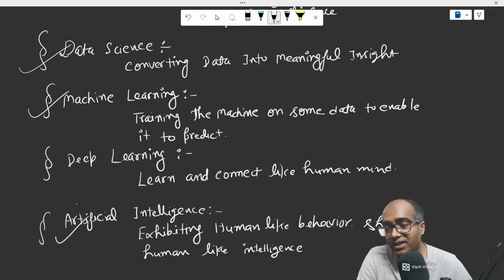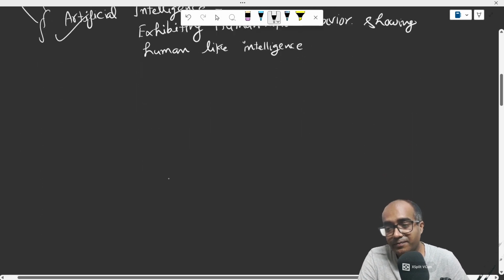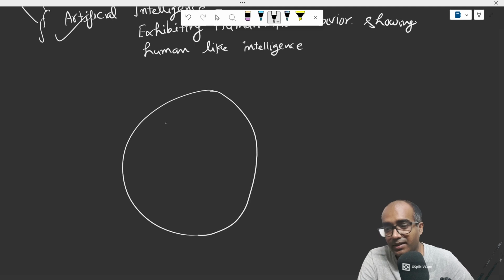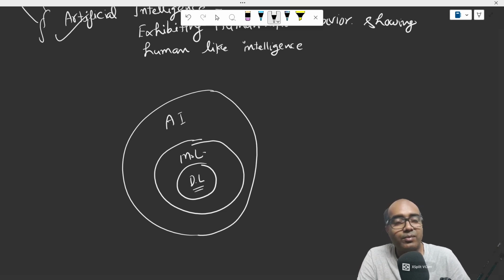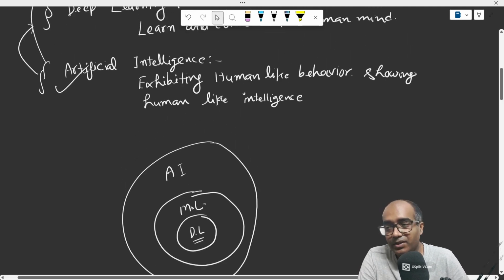So artificial intelligence basically uses deep learning. Deep learning is inside artificial intelligence. Also machine learning is inside artificial intelligence. So if I create a big circle, a Venn diagram, right? If this is AI, then inside this there is machine learning, ML. And inside the machine learning we have deep learning. We have not yet understood deep learning, so let me show you what deep learning is.